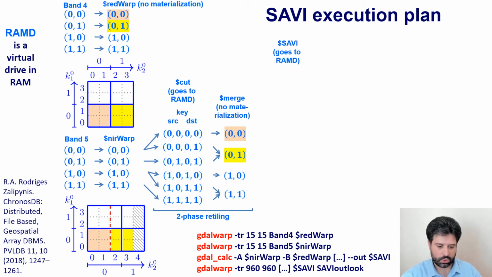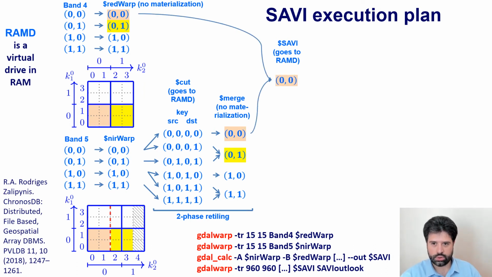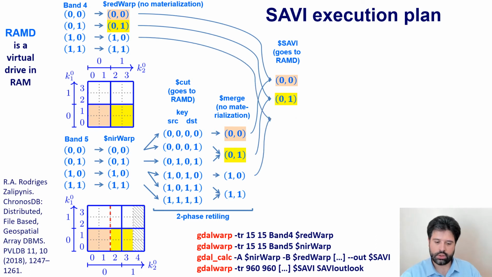Unlike interpolation, we have to materialize the SAVI array. However, subarrays will be placed to RAM-D. This is a virtual RAM drive. This allows the materialization of intermediate data to memory and, in the cloud, often avoids setting IOPS limits, which is very important for cloud settings. Here are the results: 00, 01, and others.